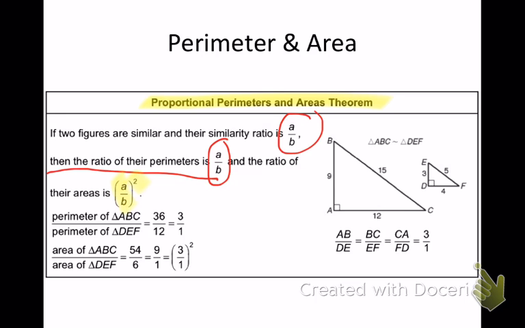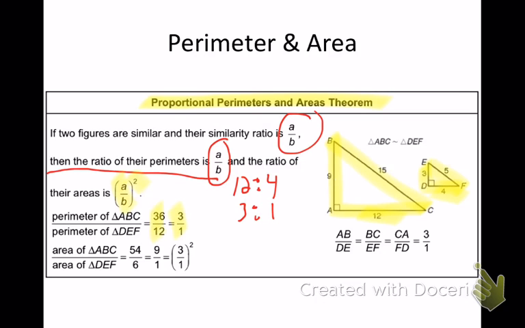So what happens here is I find the ratio. Well, let's look at the ratio of the sides. What's the ratio of 12 over 4? Isn't that just 3 to 1 or 3 over 1? Yeah. Okay. Well, if you add up all the sides to find the perimeter, you get 36 over 12, which is 3 over 1 as well.